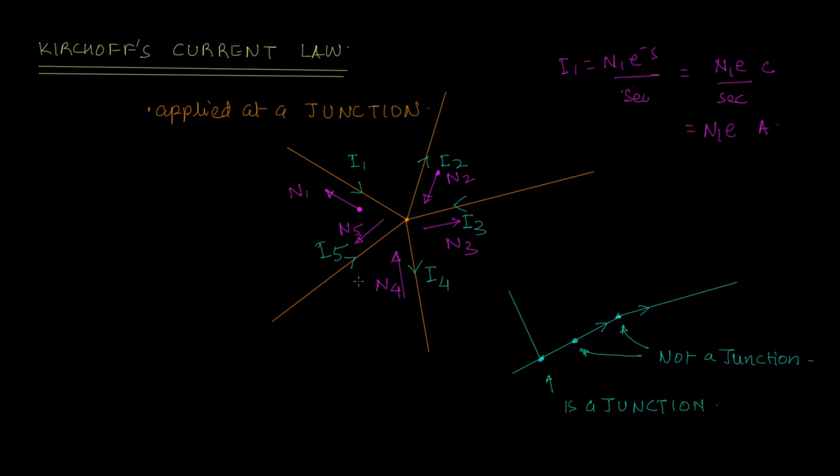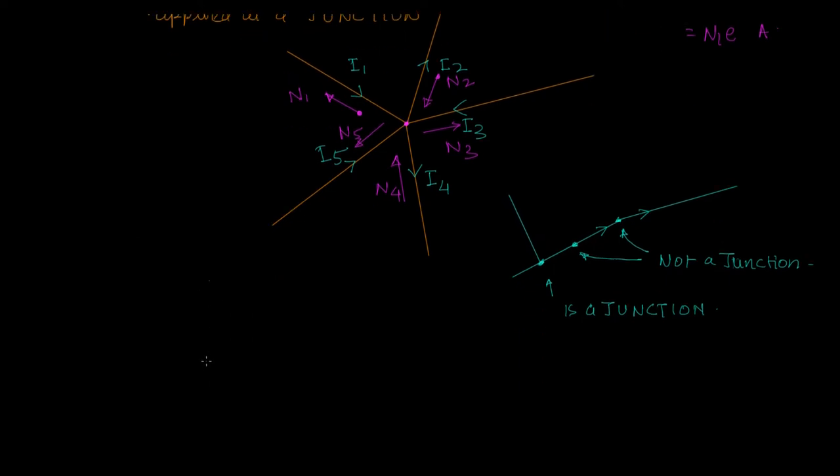It is correct. Now, what do I mean to say? If this holds good, it means whatever is entering that junction is leaving the junction. I mean to say, there is no pileup of electrons at the junction. So in the steady state, there is no pileup of electrons at the junction.